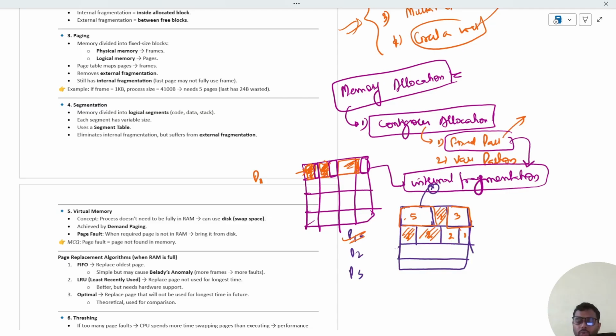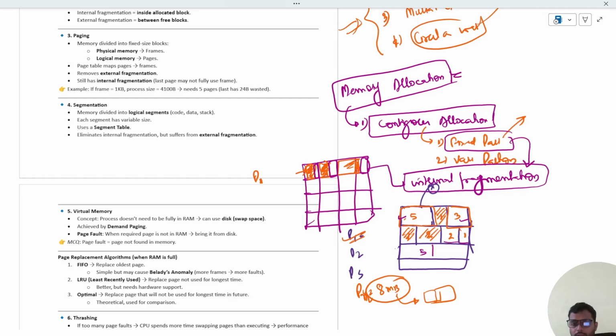Now a program P4 arrives, or any other process arrives, which requires 8 MB of data. So 8 MB of data, and now it has to be allocated contiguously, one after the other. So although we have availability of 5 MB here, no 8 MB is present. We have 3 MB here, but no 8 MB is present next to it. We have 2 MB vacant here, 1 MB vacant here. So we can allocate 5 MB here. Okay.